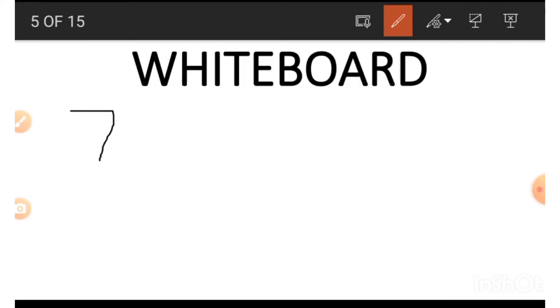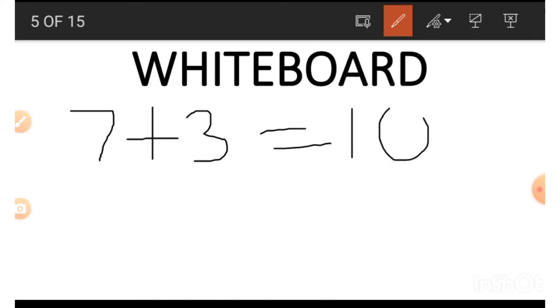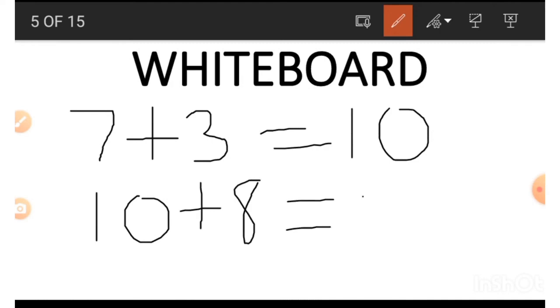7 plus 3, that gives us a 10. Then 10 plus 8, that gives us 18. So we were correct. So by adding the 3 other numbers, we can get the largest number, which is 18.